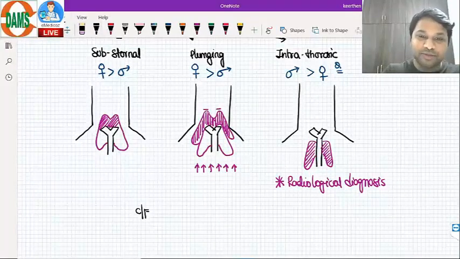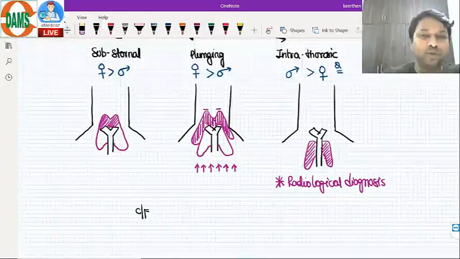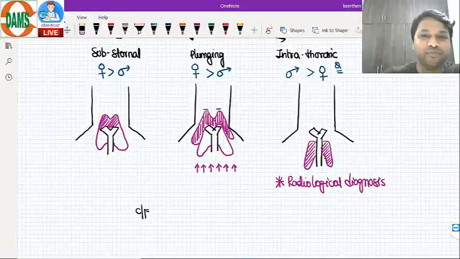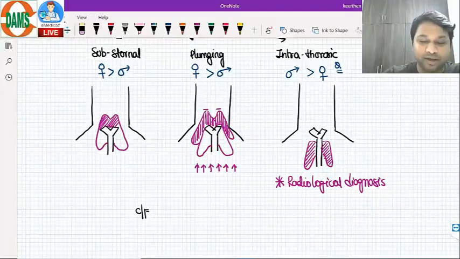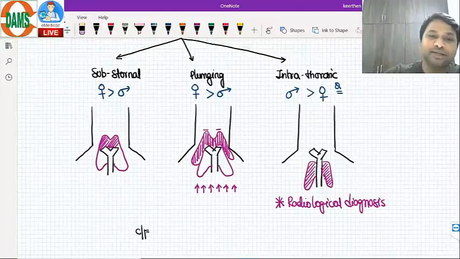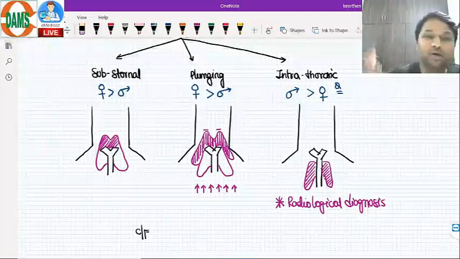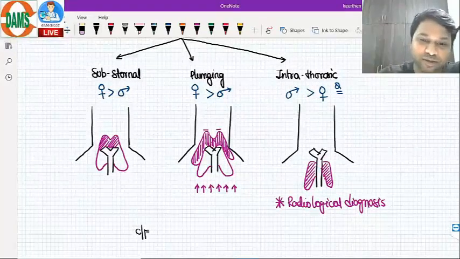Substernal is a type of retrosternal goiter. There is no versus. They are not fighting with each other. They are of the same tree. All three varieties, substernal, plunging, intrathoracic, all three are retrosternal goiters. These are the types of retrosternal goiters.